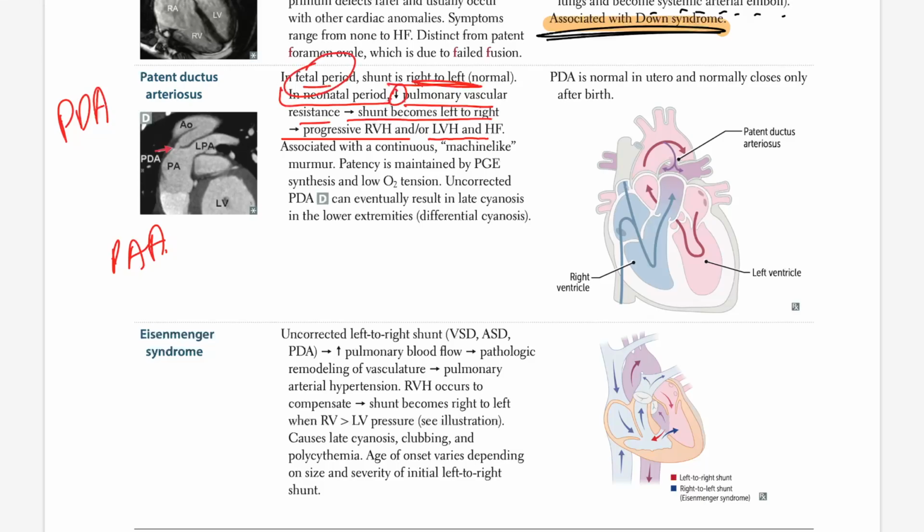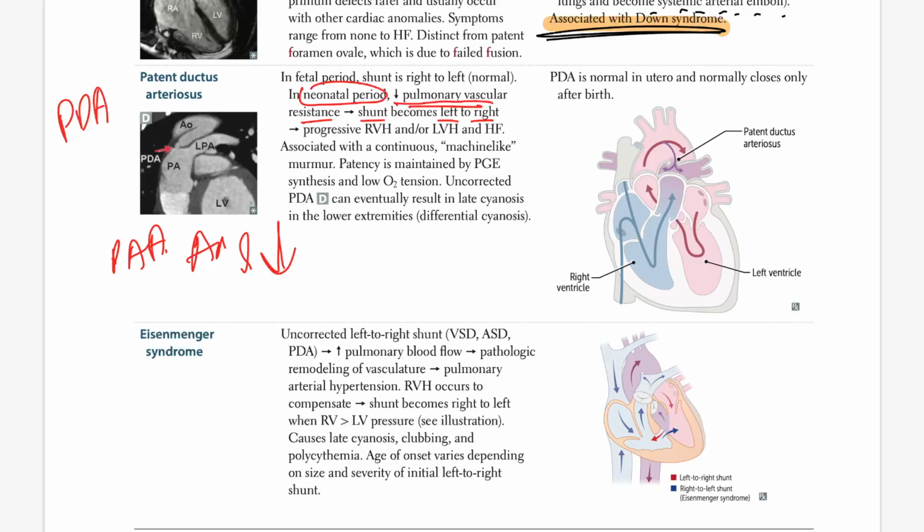But as soon as the baby is born, in the neonate, you have a decrease in pulmonary vascular resistance. Why do you have a decrease in pulmonary vascular resistance? Because there is no more fluid in the lungs. It is now air in the lung, because the baby is breathing now. With the air, you're just decreasing the resistance. When you decrease the pulmonary vascular resistance, the shunt will become left to right.